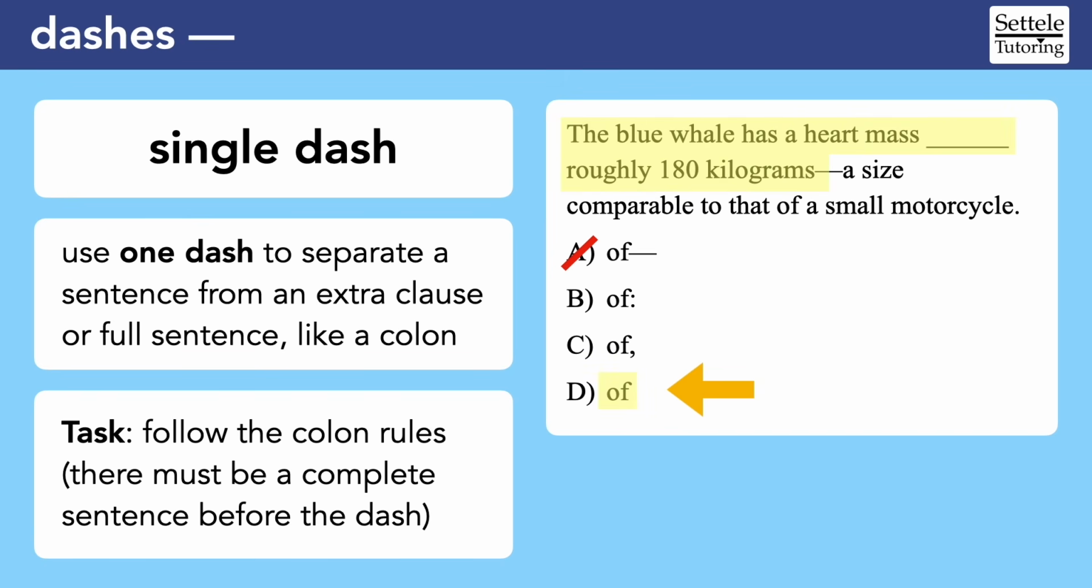The blue whale has a heart mass of roughly 180 kilograms. Yeah, that sounds much better.